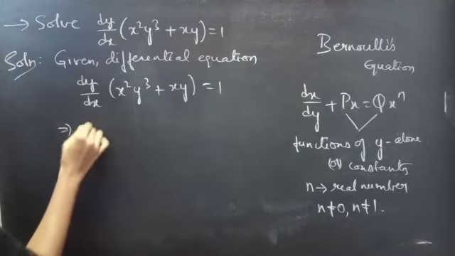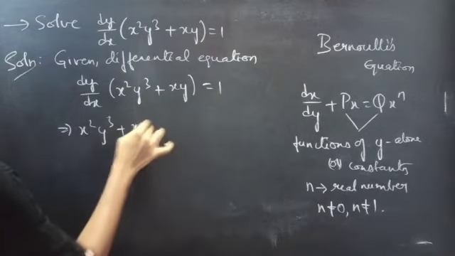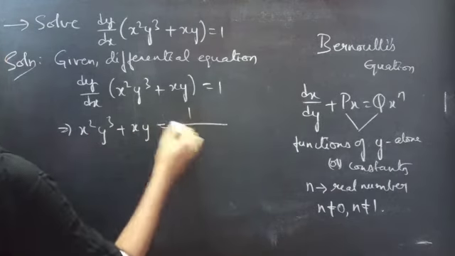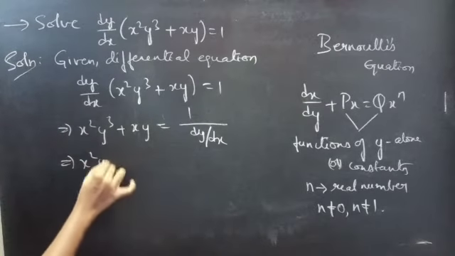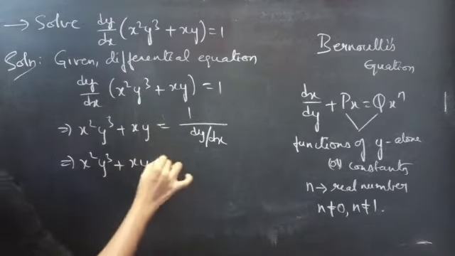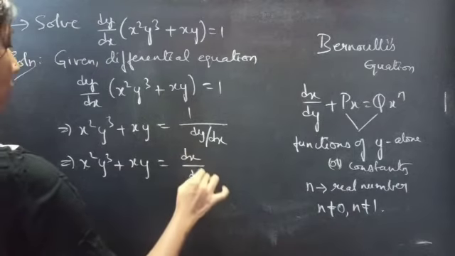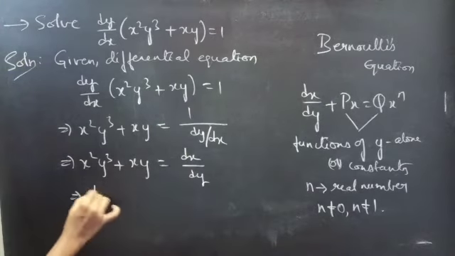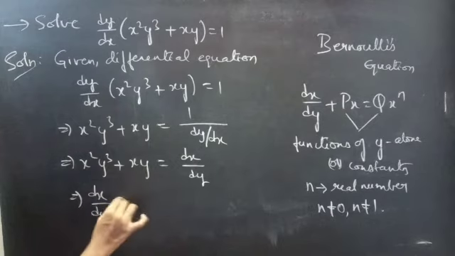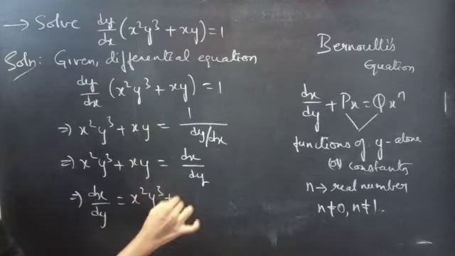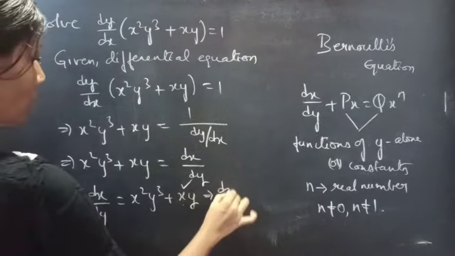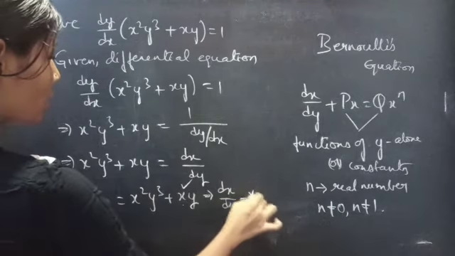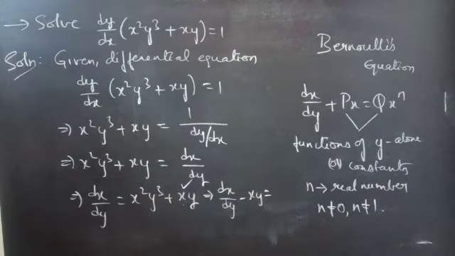You can write this as x square y cube plus xy equals to 1 by dy by dx. Then x square y cube plus xy equals to dx by dy. So now we have dx by dy equals to x square y cube plus xy. So now bring this xy to LHS, then we'll get dx by dy minus xy equals to x square y cube.